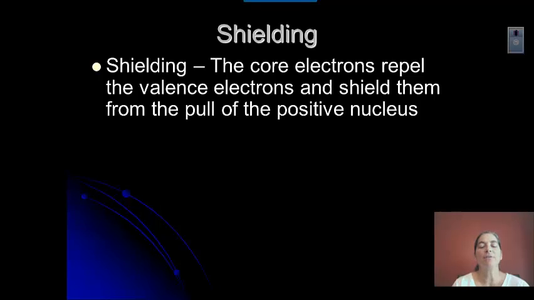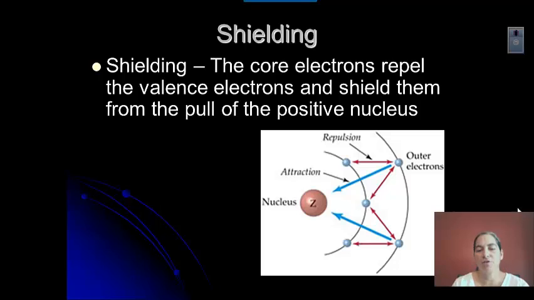And shielding, what happens is when you have an atom that has the positive nucleus and it's got the negative electrons around the outside, the electrons that are between those outer electrons and the nucleus, they are repelling each other and pushing those outer electrons away, even though the electron itself is attracted to the nucleus.